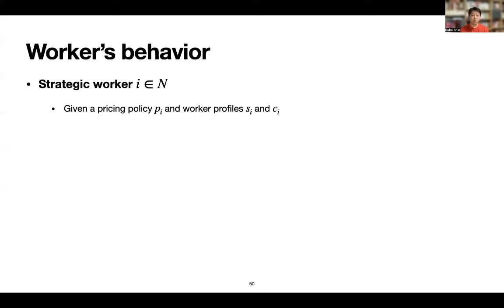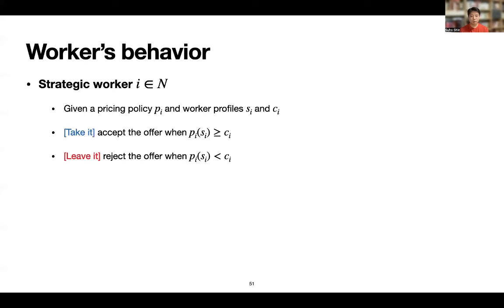Given the posted price mechanism, each worker arrives with a private profile and accepts the offer if the payment is larger than or equal to her cost, or rejects otherwise. Hence, the final allocation is decided by the identity function of the predicate comparing the payment and cost.